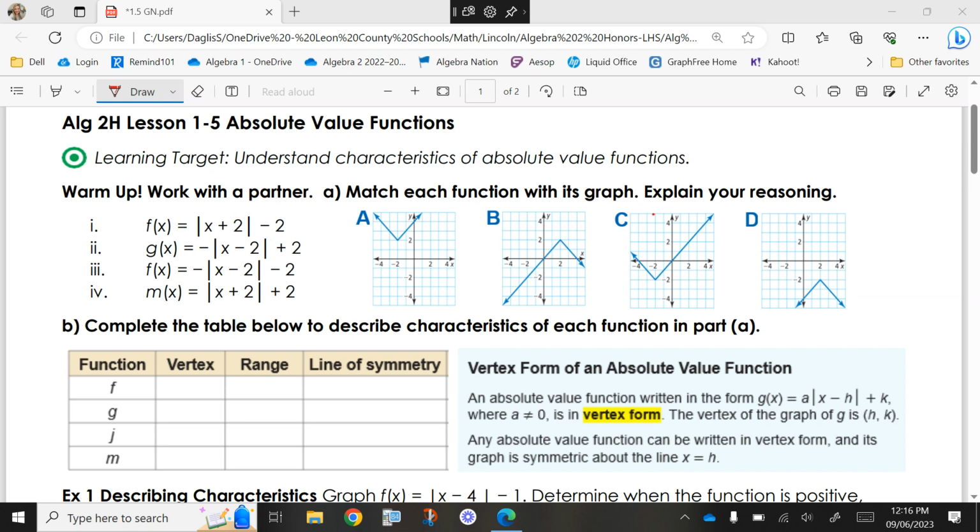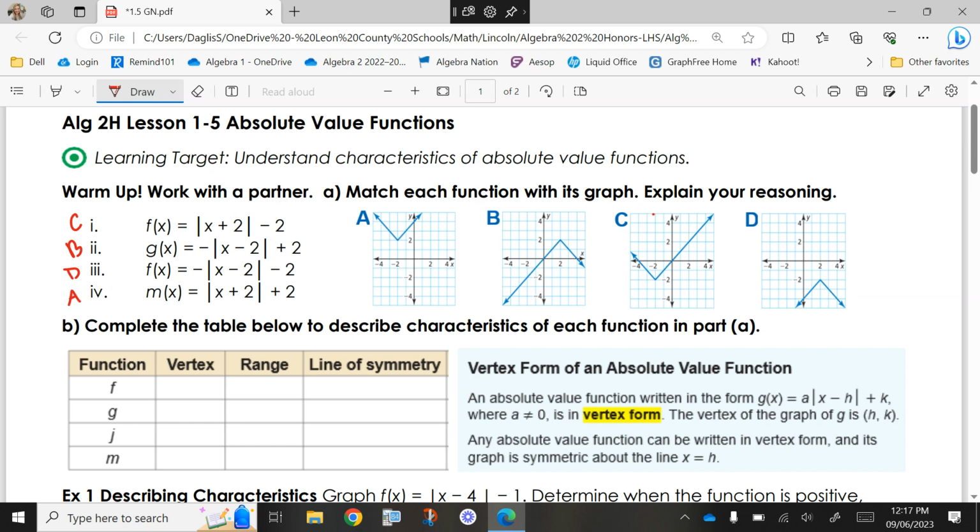So hopefully we matched. What did you match 1 with? The f of x function. You matched it with C? I agree. Yep. What did you match 2 with? B. What did you match 3 with? And then 4 leaves you with A.